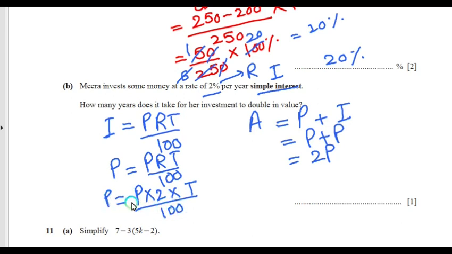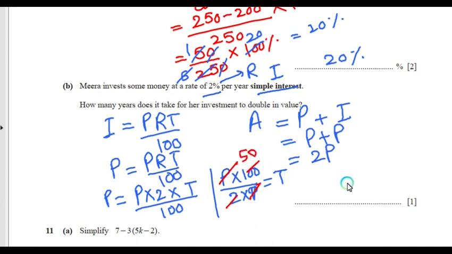Now shifting everything except this T to the other side, it becomes P multiplied by 100 over 2, and multiply P as well, equal to T. So P is cancelled, and 100 over 2 is 50. So T is equal to 50. So in 50 years, the amount will be double of the value she invested, right?